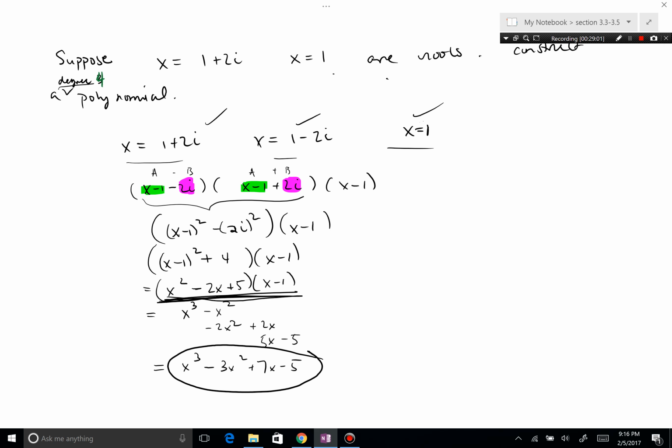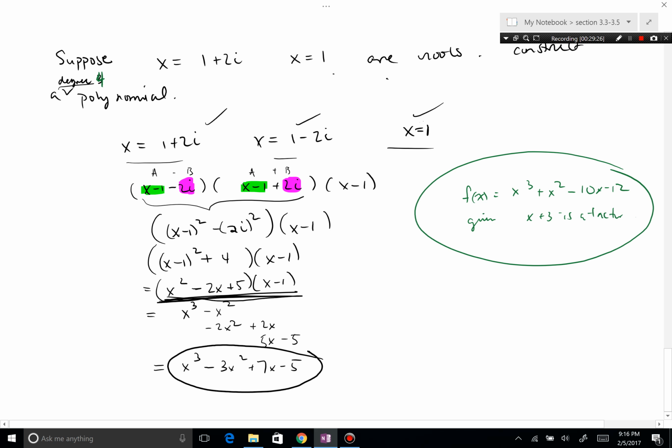Okay, here's one problem to try out. Solve this guy. F of x equals x cubed plus x squared minus 10x minus 12. And I'm going to give you, given that x plus 3 is a factor. Alright guys, solve this. Solve f of x equals 0. And I'll collect it from you in the morning.